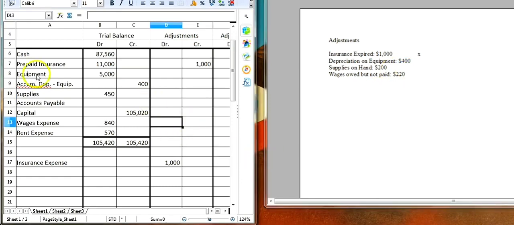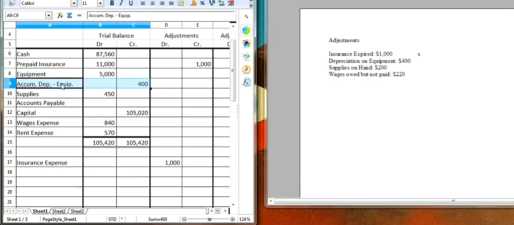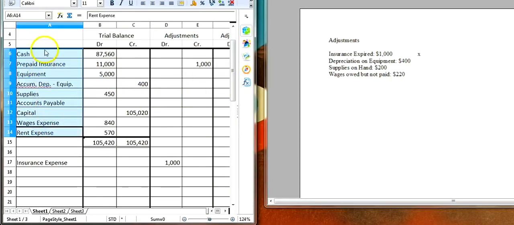Then when I come over and add up the adjustments column and all the other columns down the row, I'm going to add everything, including the stuff down here. So insurance expired is $1,000. Insurance expense, this is a debit account.